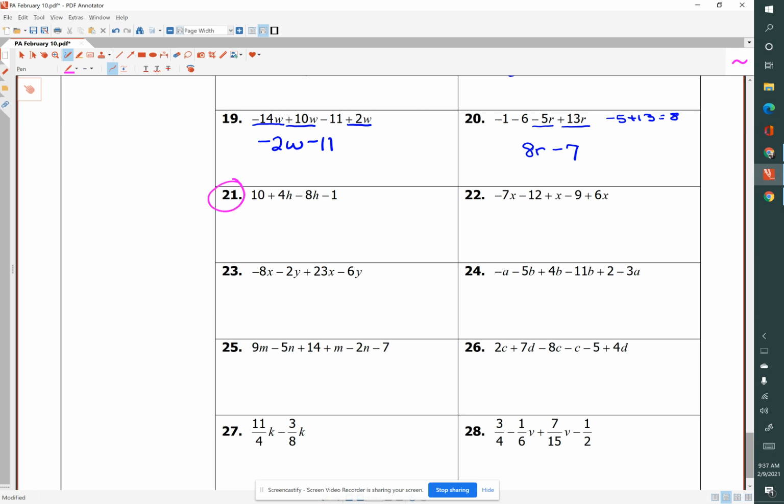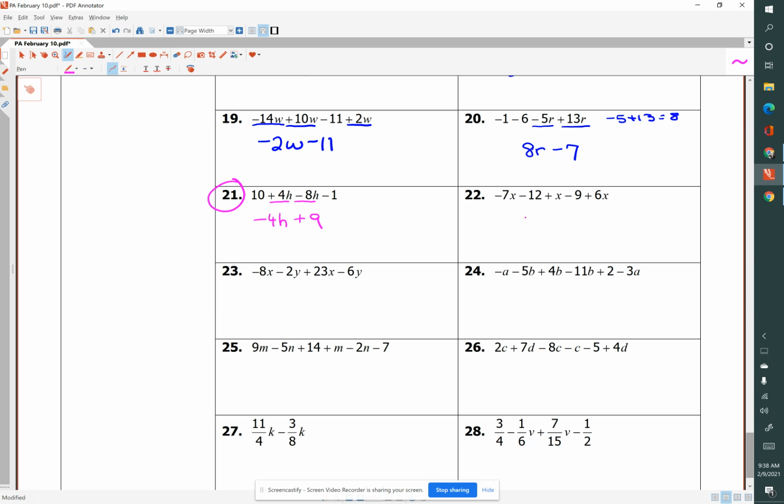Okay, number 21. I have 10 plus 4h minus 8h minus 1. So 4 minus 8 is negative 4h, and 10 minus 1 is 9. That's a positive 9.